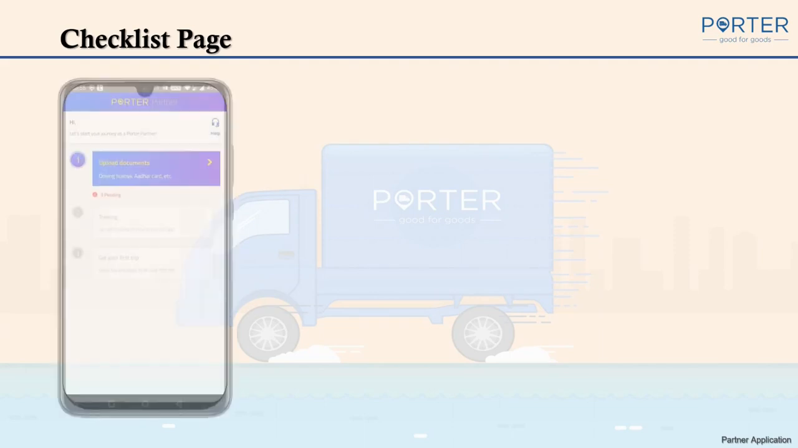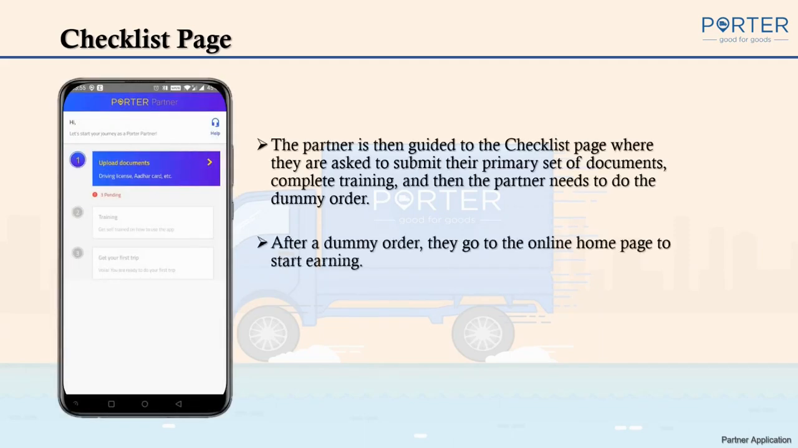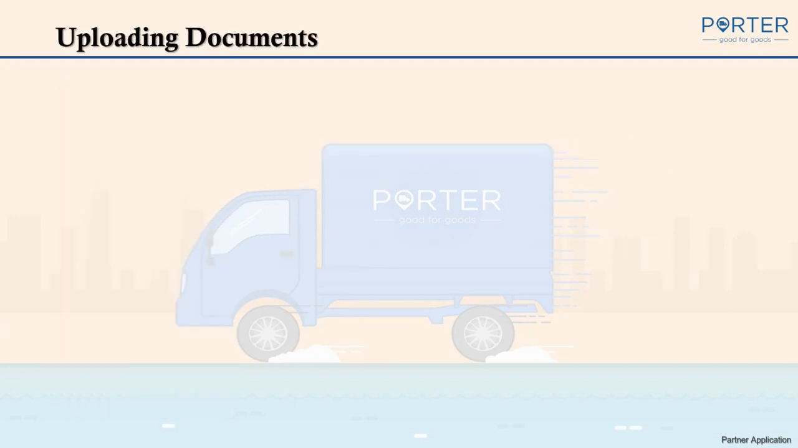After clicking on continue, the partner can now see a checklist page. This is a page where he will be able to understand the necessary set of steps that he needs to complete before he can go online and start working with Porter as a partner. The checklist consists of the documentation, watching the training videos, and completing a dummy order to understand how the application works. Let us now understand the steps that we need to follow in that checklist page.